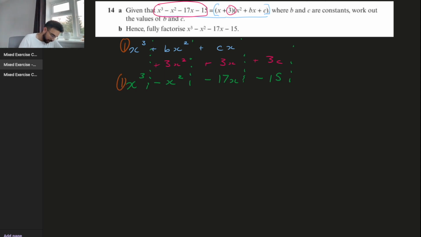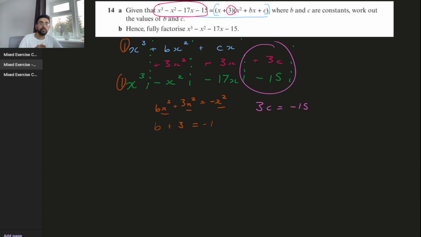Now for the next equation, we can say that bx squared plus 3x squared is equal to minus x squared. So from that, we've just taken the x squared coefficients. Now we can cancel them and we can essentially say that b plus 3 is equal to minus 1. We also know by looking at the very last equation that 3c should equal minus 15. So from this, we can take that c is equal to minus 5 and b should equal minus 4.